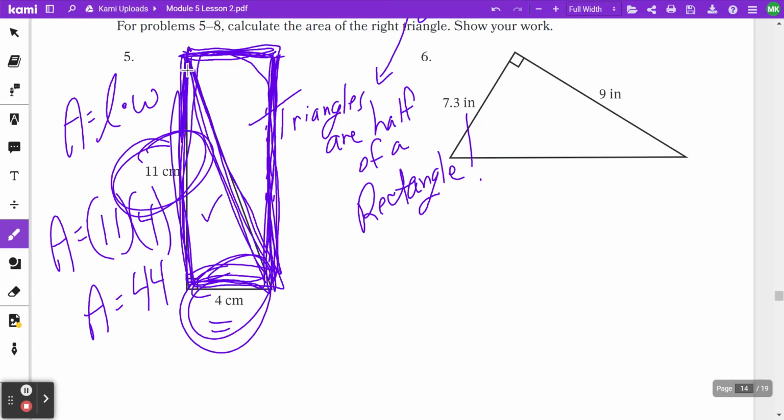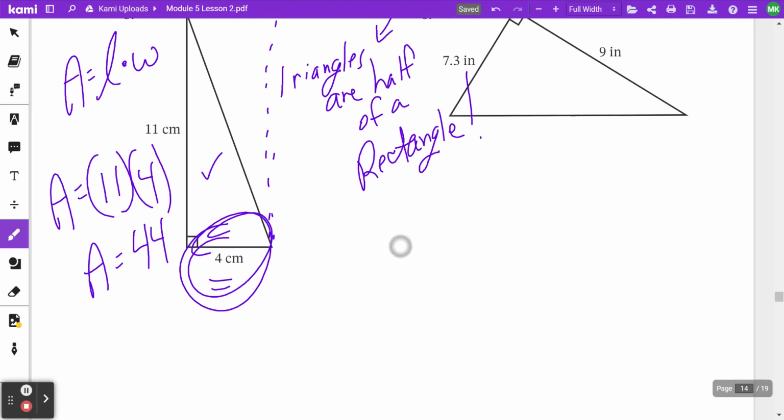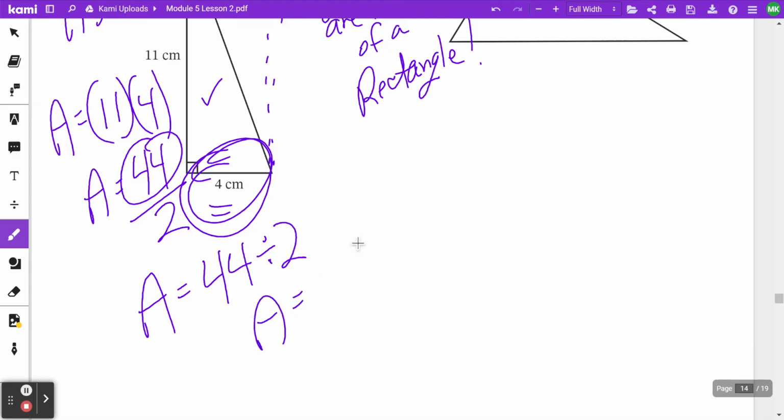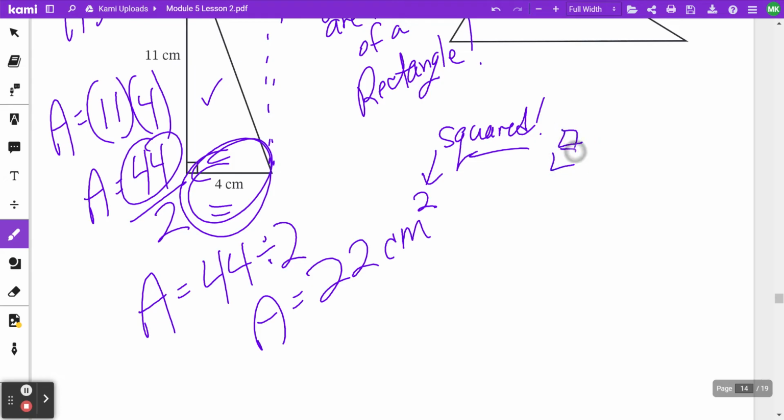Now here's the thing. That original triangle is one half of that rectangle, because we made two of these things. So all you have to do now is take that 44 and divide it by 2. So your area now is 22 centimeters squared. Always squared, because again, we're stacking squares. We're measuring using squares. That's how you measure space.